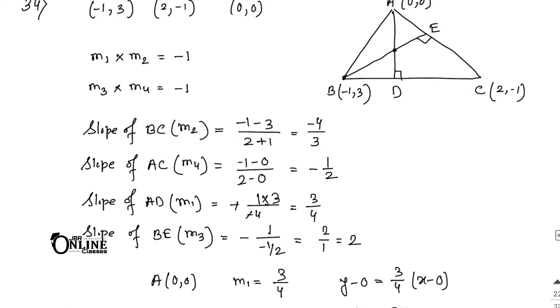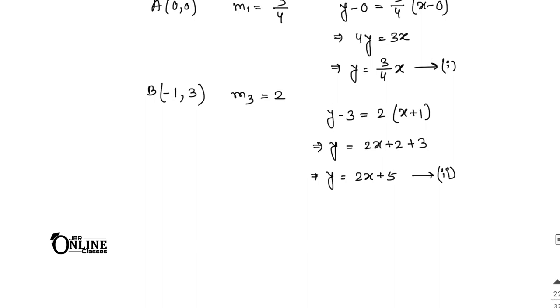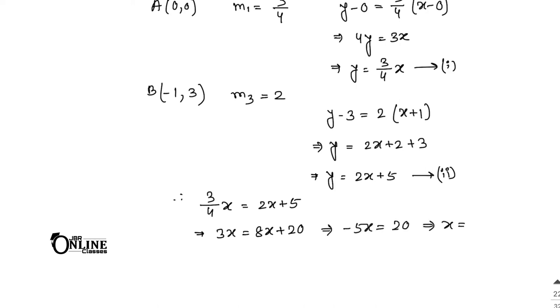Now equation 1 and equation 2, that means BE and AD intersect at that point, which is the orthocenter. So you have to find just the intersecting point. As y equals 3/4 x, write y equals 3/4 x in equation 2, that is 2x plus 5. So 3x equals 8x plus 20. From that, -5x equals 20, which implies x equals -4. So as x equals -4, then y equals -3.